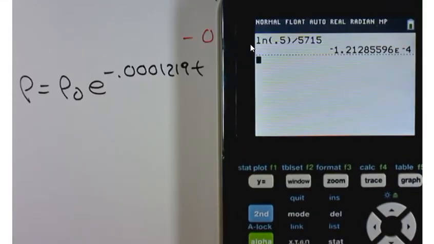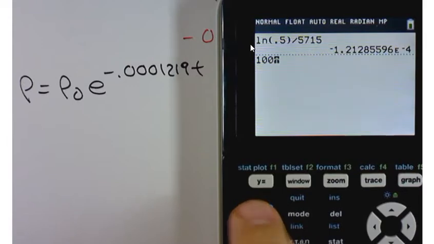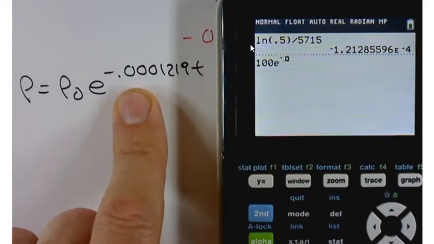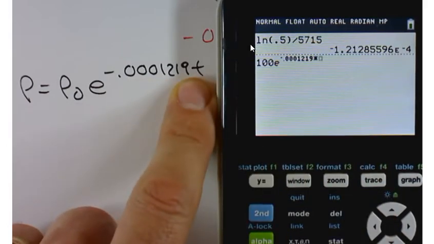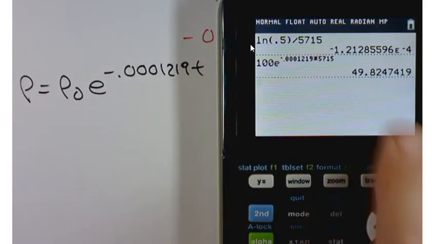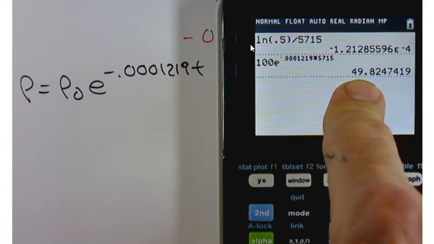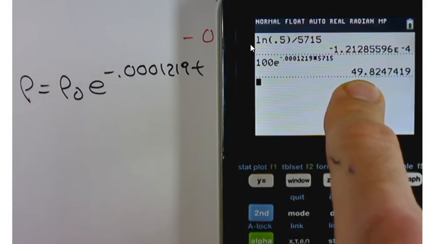Let me just do a quick demonstration with this. You don't have to do it yourself. Suppose you started out with 100 grams of carbon-14 found in some old papyrus. How much is going to be left after 5,715 years? So negative 0.0001219 times 5,715. If you were to round that number to the nearest integer, what would that be? 50, which is half of what you started out with.